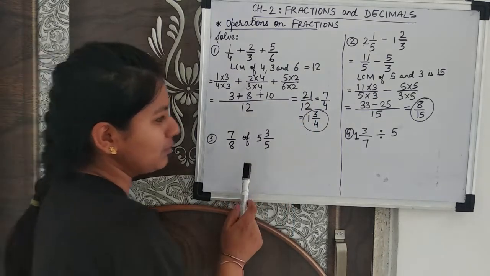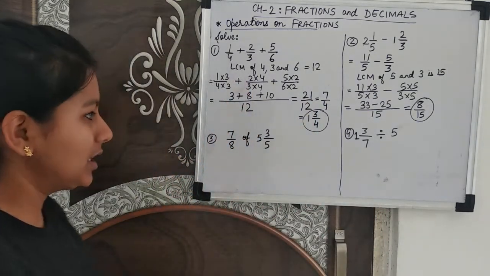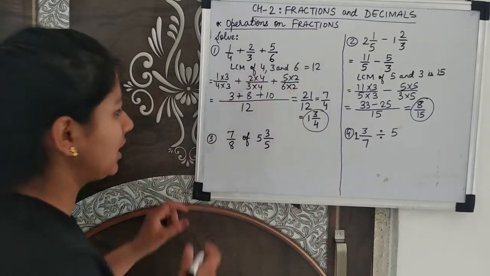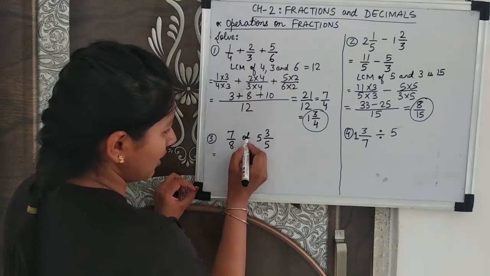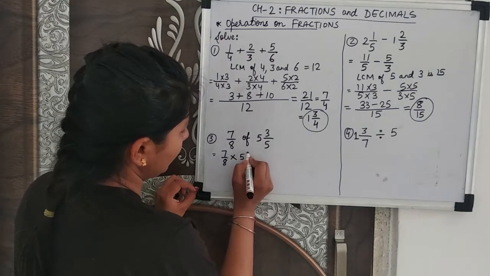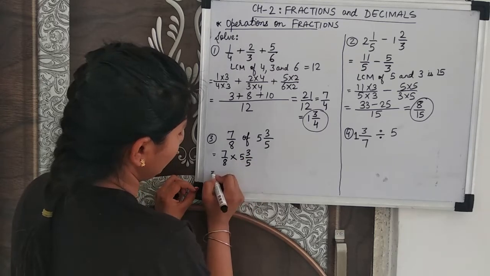But LCM is not taken in multiply and divide. Multiply and divide are comparatively easier than addition and subtraction. First of all, I will convert this in multiply. 5 and 3 by 5.